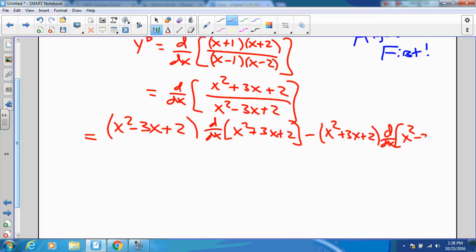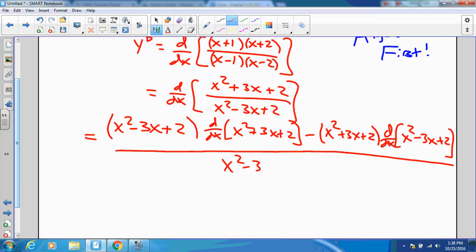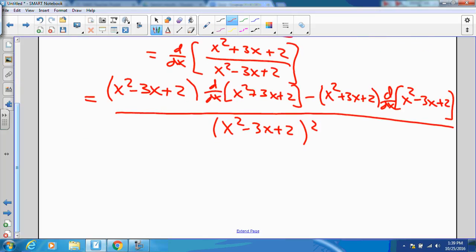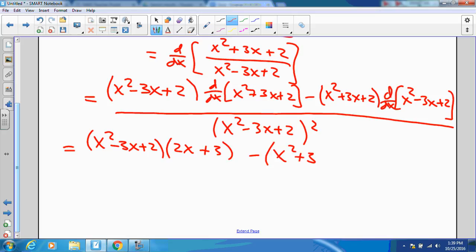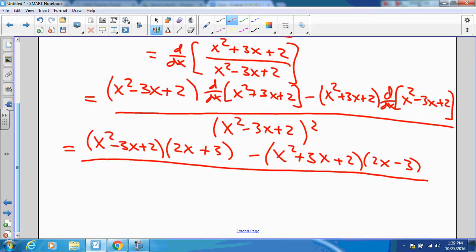In my other class, I ran out of room on the board for this, so I started this all over a little bit further. And there is the calculus setup, quotient rule setup. Okay, let's walk through and simplify. Derivative of x squared plus 3x is 2x plus 3. And derivative of x squared minus 3x plus 2. And what happens on the bottom? Leave it. Thank you.